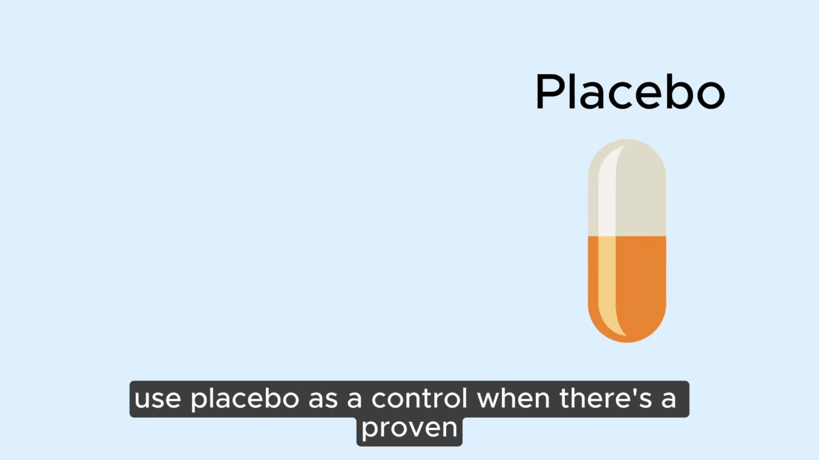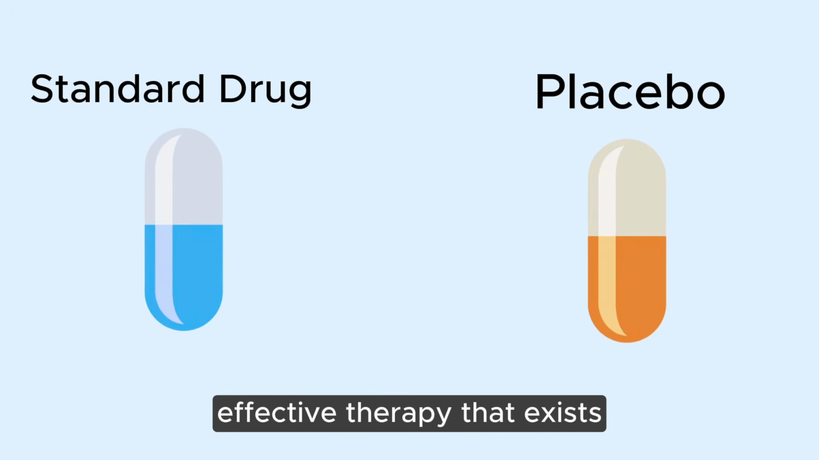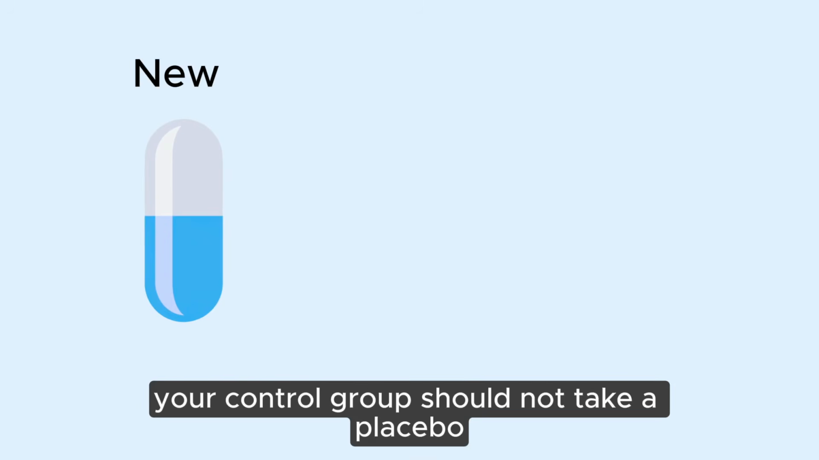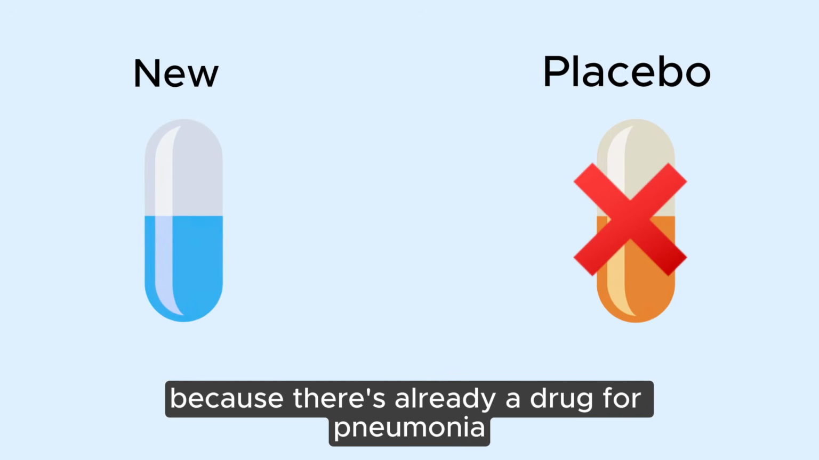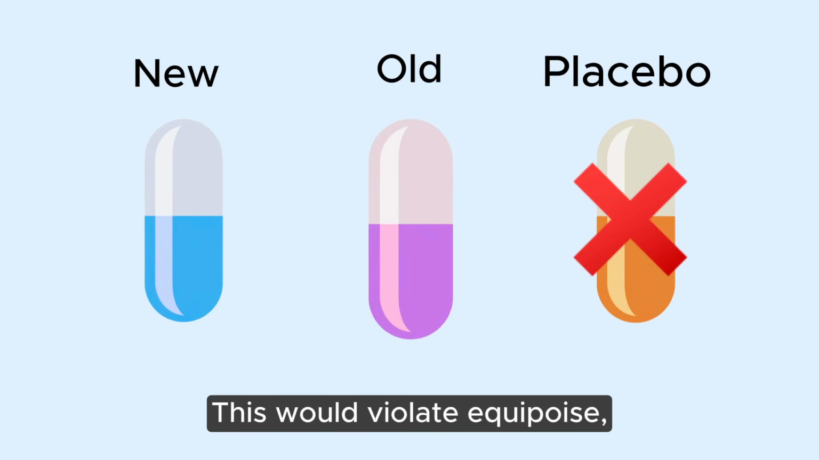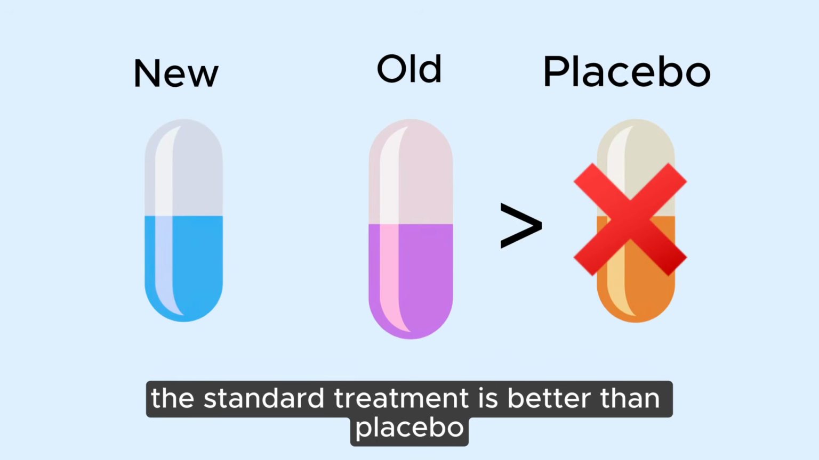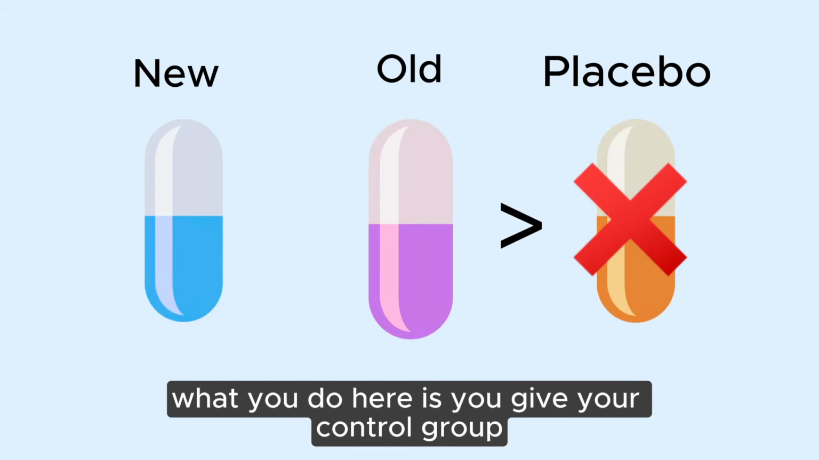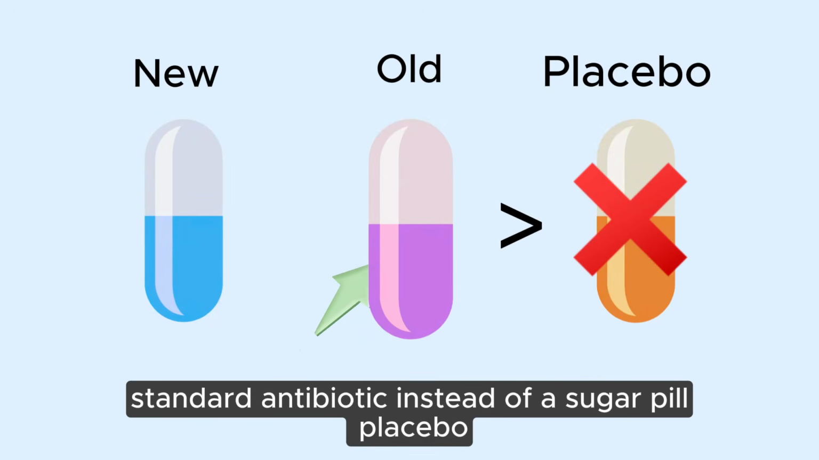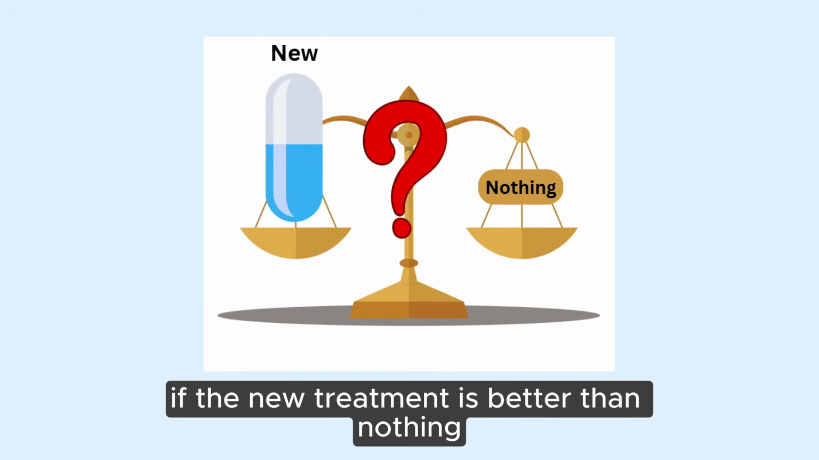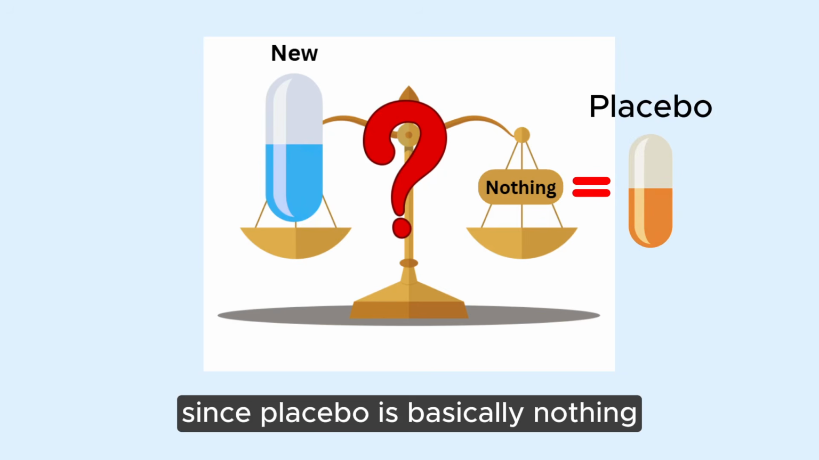Equipoise is also why we cannot use placebo as a control when there's a proven effective therapy that exists. For example, if you are testing a new antibiotic for pneumonia, your control group should not take a placebo because there is already a drug for pneumonia. This would violate equipoise because you know for sure the standard treatment is better than placebo. What you do here is you give your control group standard antibiotic instead of a sugar pill placebo. Placebo is only given if you don't know if the new treatment is better than nothing, since placebo is basically nothing. Equipoise is also temporary.